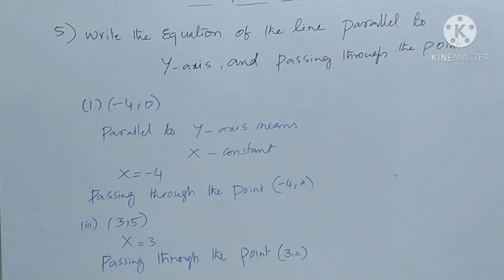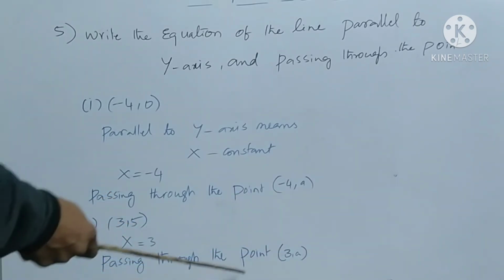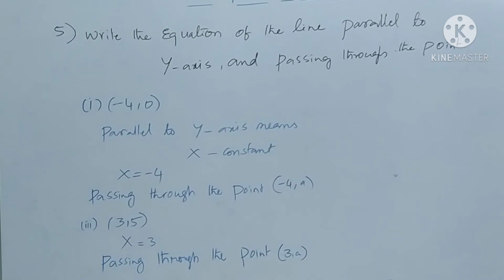For any value of y, x is a constant term. x = 3 is the equation of the line. This line is parallel to the y-axis, and it also passes through the point (3, a).